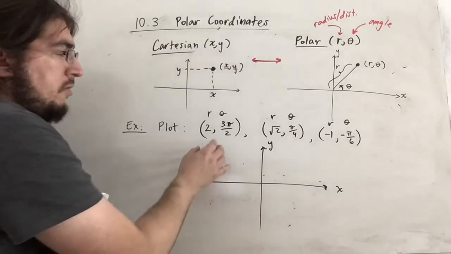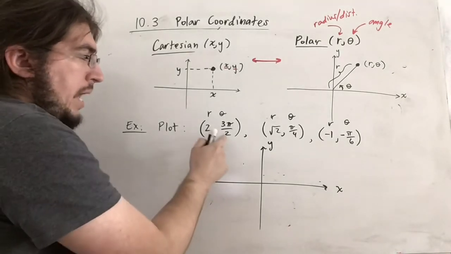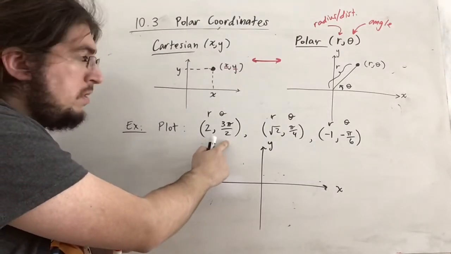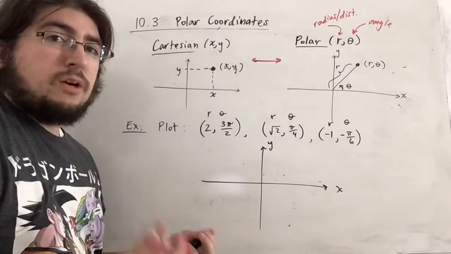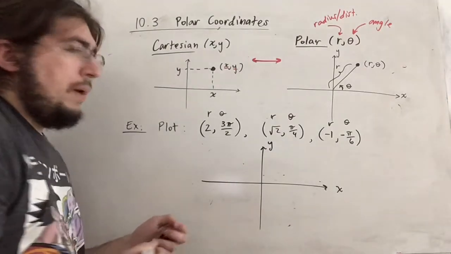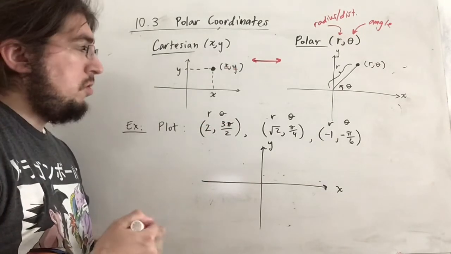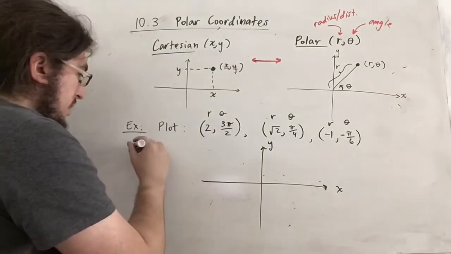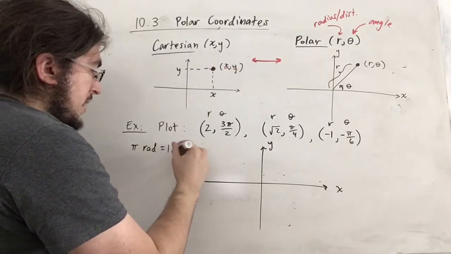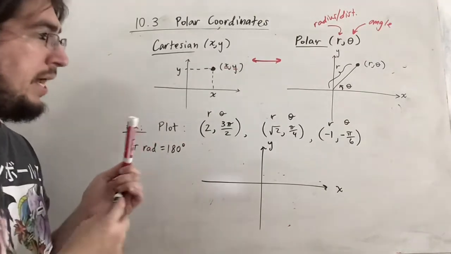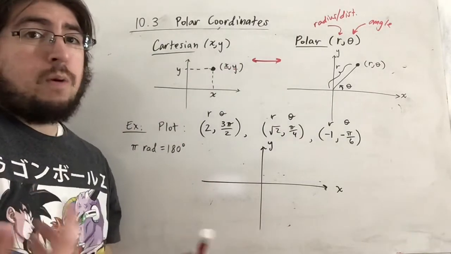But let's see. So for the first one, here's what we're going to do. The angle is 3 pi over 2, which, if you don't remember, maybe I'll convert these to degrees so it's easier for us. Pi over 2 is 90. Remember that pi is equal to 180 degrees, so let me write that. Pi radians is 180 degrees. So anytime you see pi, if you were to replace it with 180 degrees and then do the math from there, that's a quick way of converting.